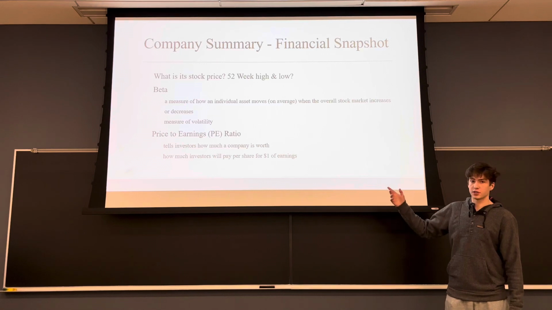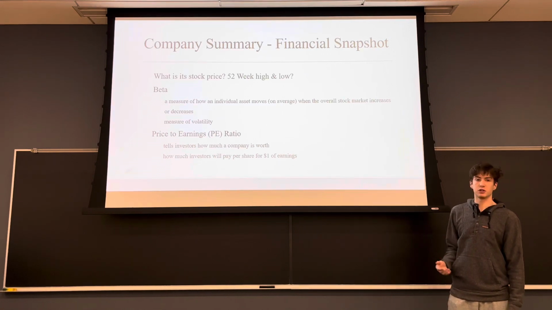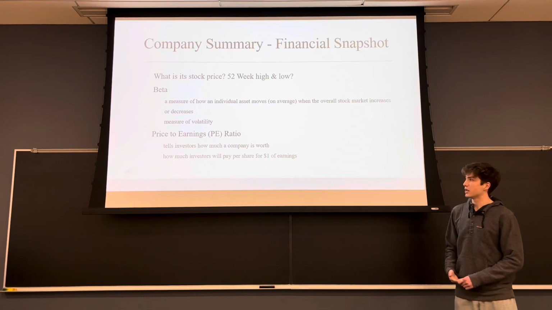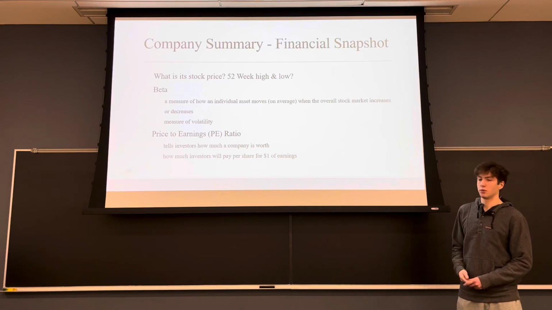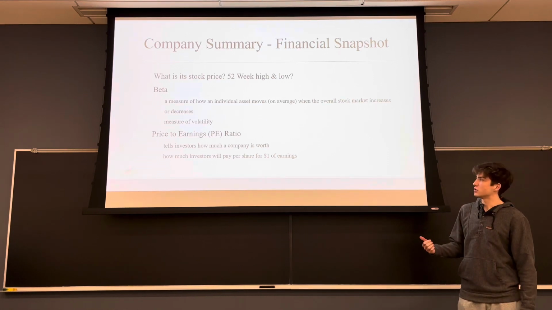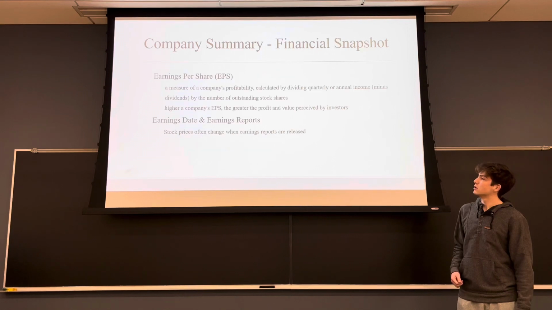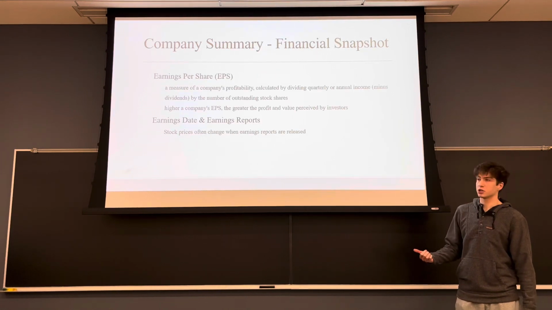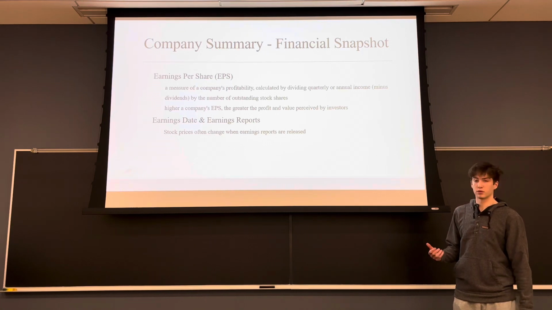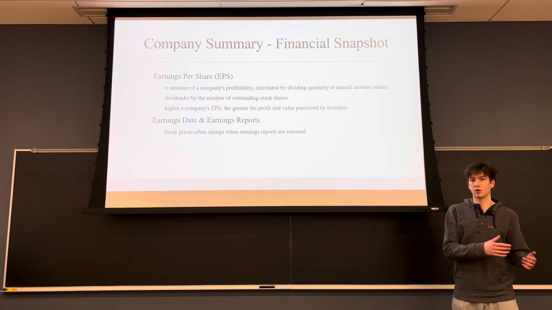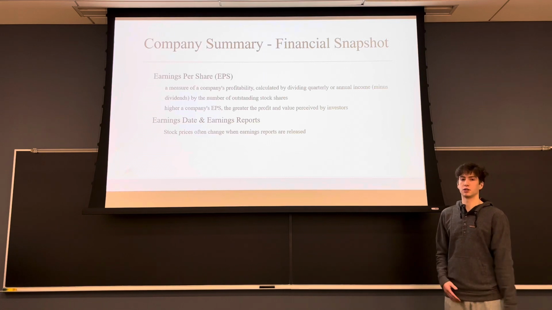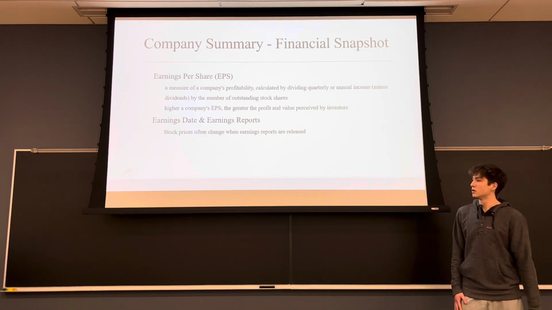Next, we have the financial snapshot. You're going to have the stock price, the 52-week high and low, the beta, and the price earnings ratio. You're going to have another couple ratios on the next page too. Then the earnings per share ratio, EPS, and lastly, earning dates and earning reports, either reports that have happened or future earning dates coming up, because those could affect the stock price a lot.